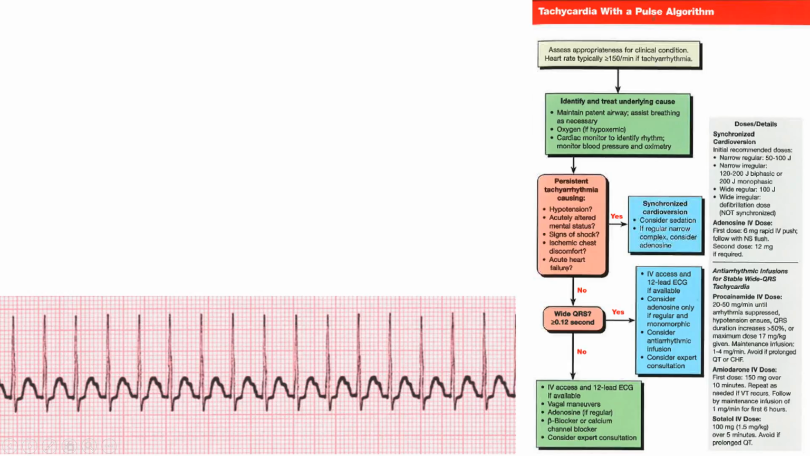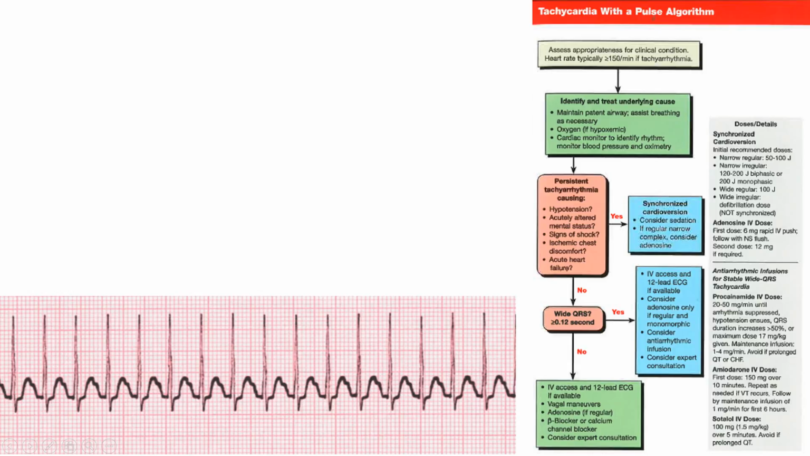Wide regular, 100 joules. So if the QRS is really wide, then you just go for 100. And if it's wide and irregular, so there's odd spacing and heights and weird things like that, and also the QRS is wide, then we're looking at the defibrillation dose, not synchronized. So you don't do it. I think that's what they're trying to say.